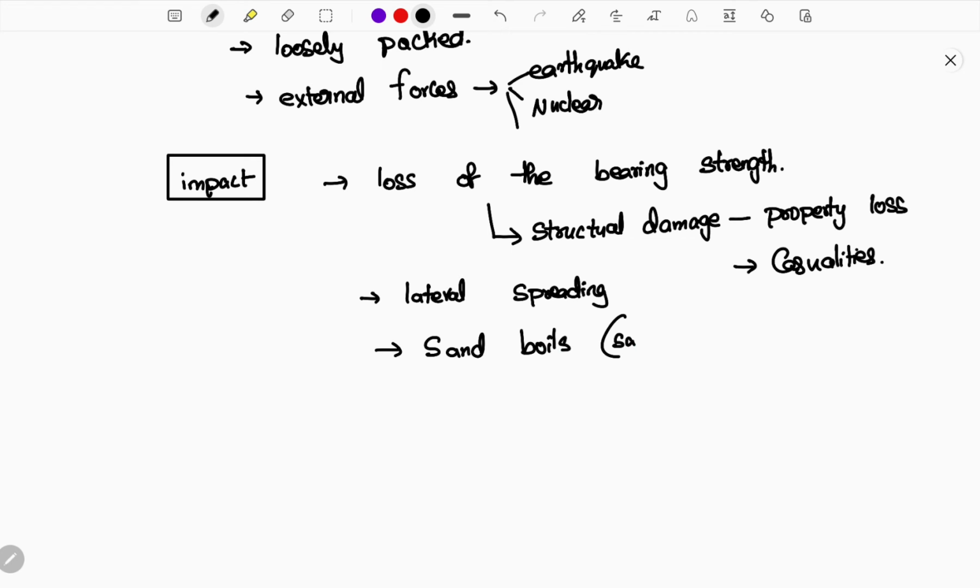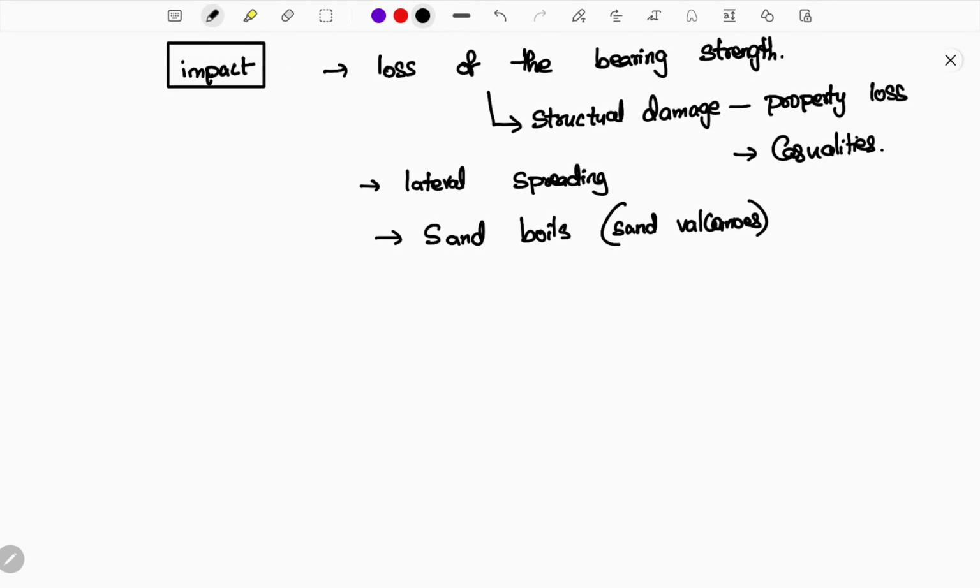Sand boils or sand volcanoes can be experienced. Due to the change, you can get sand volcanoes, so this can be experienced in this region. This will act as a severe danger to the human lifestyle in many places. And next, if soil liquefaction happens in a certain region, the settlement will be completely lost.